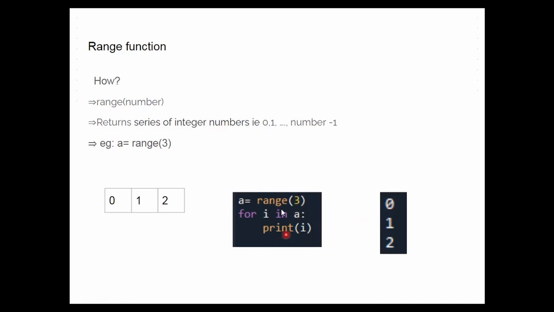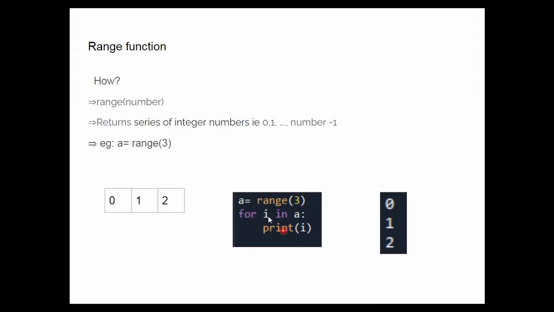Next time, again the same statement will be executed till it comes out of the loop. At what point it will come out of the loop, we will check here. Next time the value of a will become 1, so i will become 1 here. Again we are going to print the value of i, that is 1.